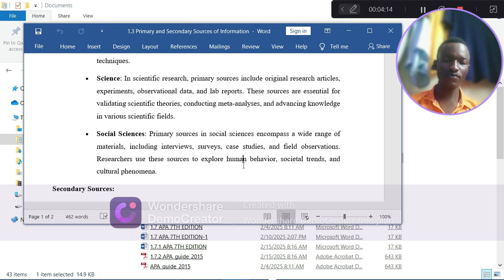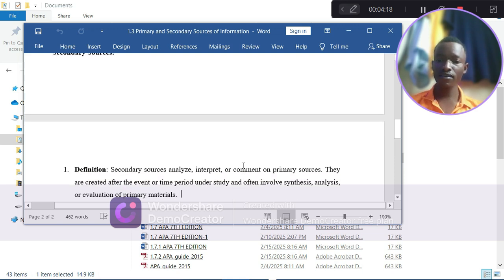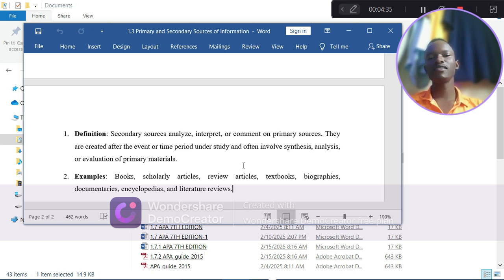Going to secondary sources of information, these secondary sources analyze, interpret, or comment on primary sources of information. They are created after the event or time period under study, and often involve synthesis, analysis, and evaluation of primary material, which basically means summarizing the information from primary resources.